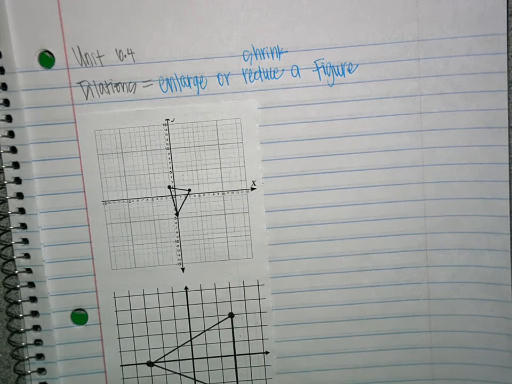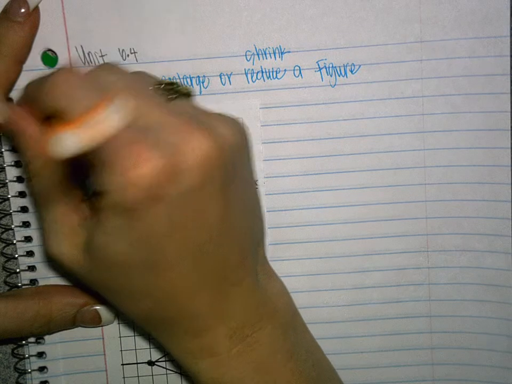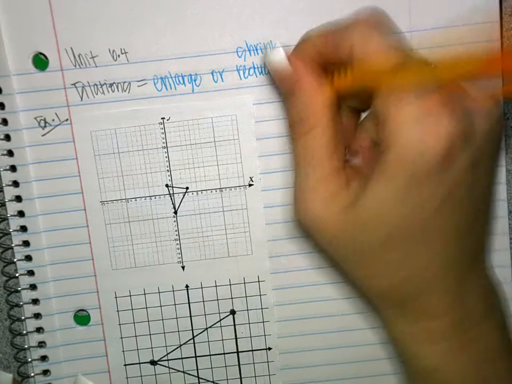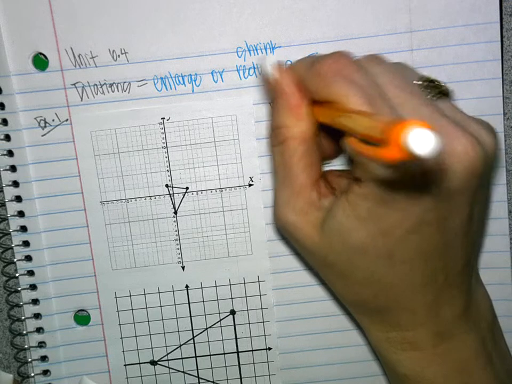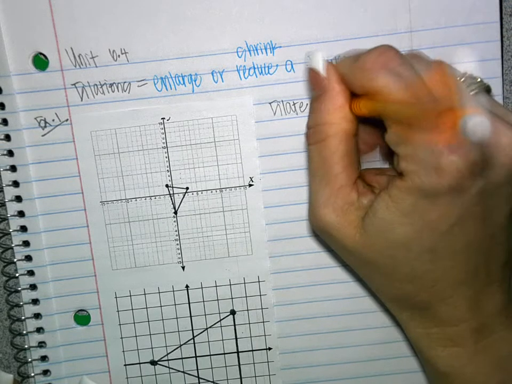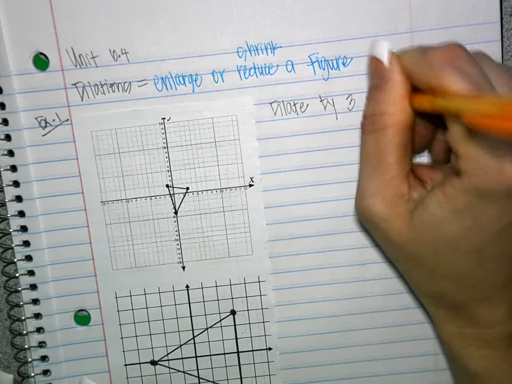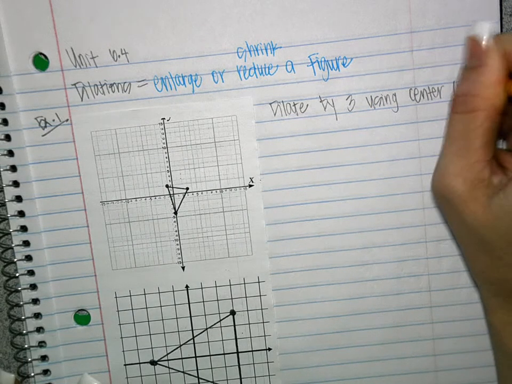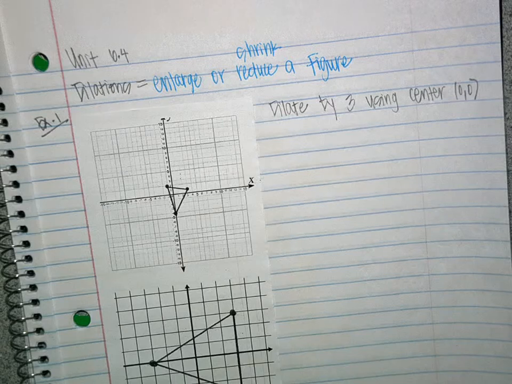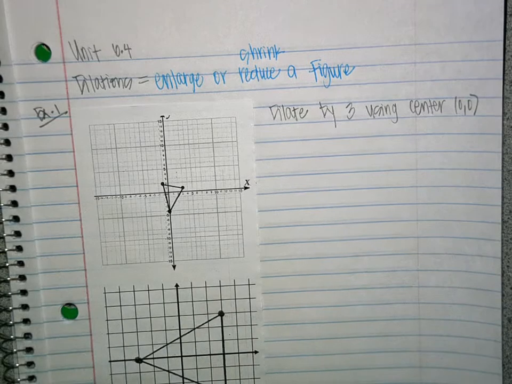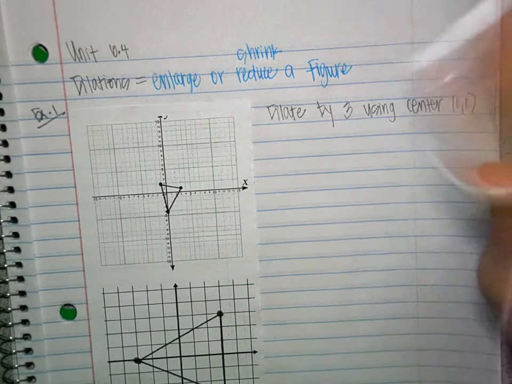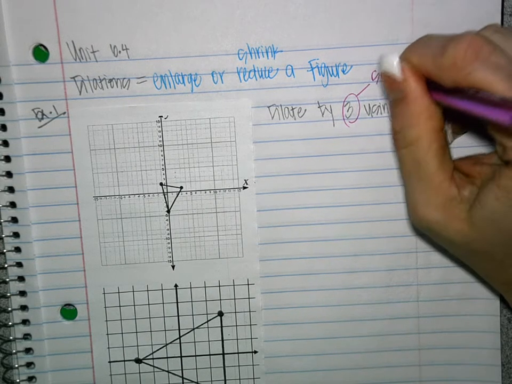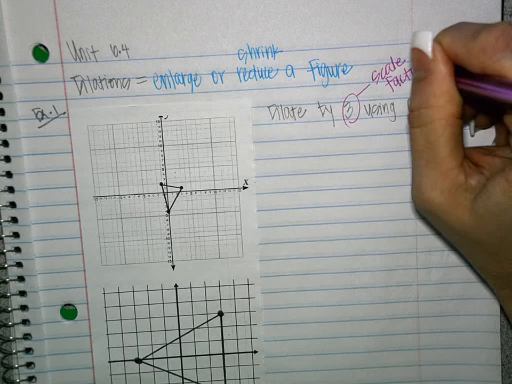So for example number 1, if I ask you to dilate by 3 using center of 0, 0. Dilate by 3. What this is right here is called a scale factor. A scale factor basically tells you how much bigger we want to make something.